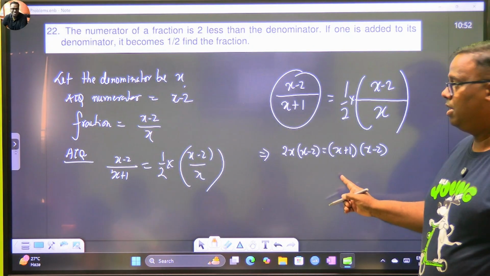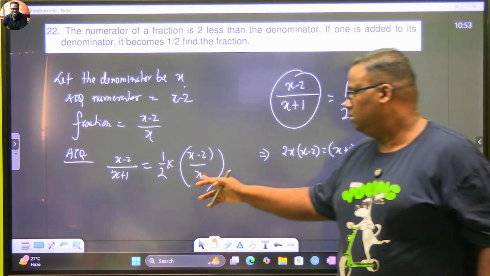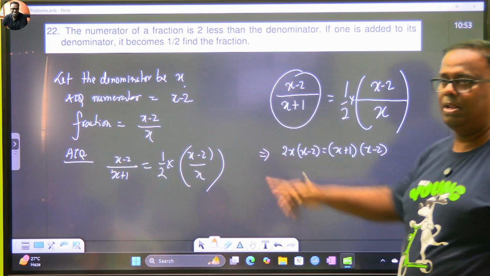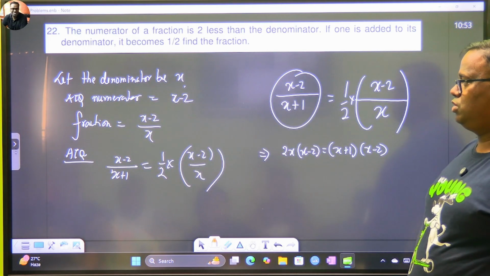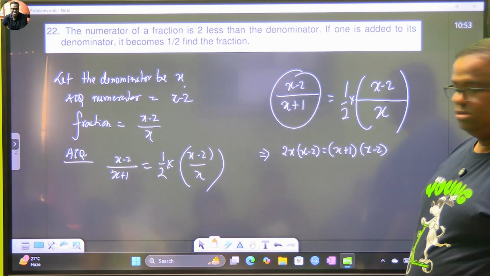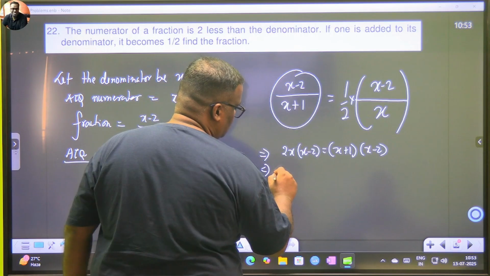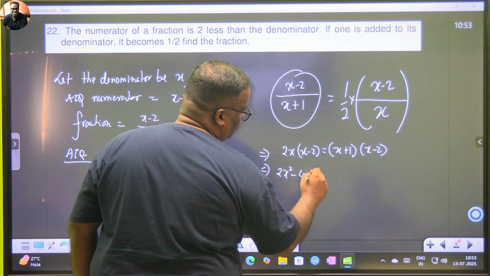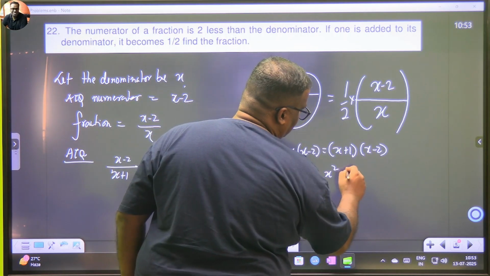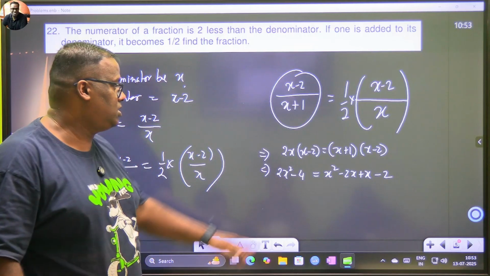Look at this step. 2 into x is 2x. The 2x goes and multiplies. This is a cross multiplication. 2x into (x minus 2) and (x plus 1) into (x minus 2). Understood now? So shall we go ahead with this multiplication? This is the monomial into binomial. So this is 2x square minus 4x is equal to x into x, x square. I'm jumping steps. Minus 2x plus x minus 2.